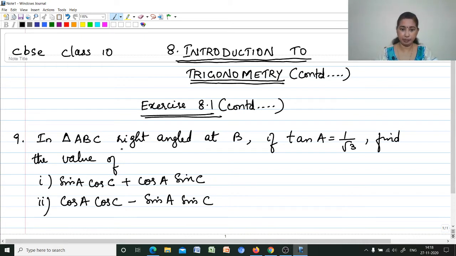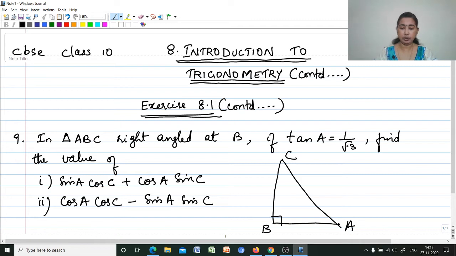In triangle ABC, right angled at B, if tan A is equal to 1 by root 3, find the value of first, sin A cos C plus cos A sin C, and second, cos A cos C minus sin A sin C. Here it is given that tan A is equal to 1 by root 3. So we can draw a right angle triangle. Right angled at B means this angle B is 90 degrees. Let this be A and this be C.